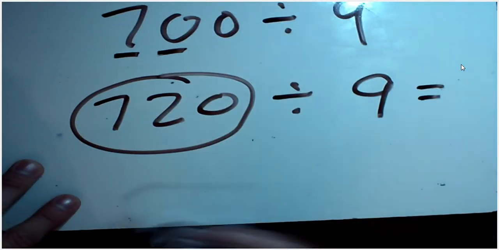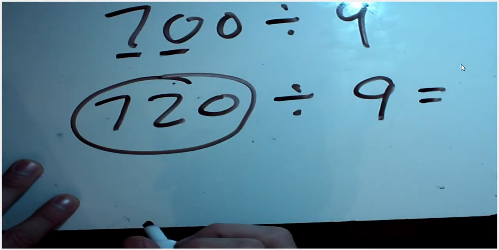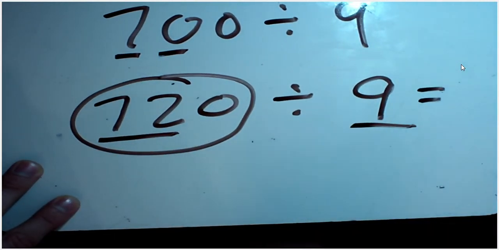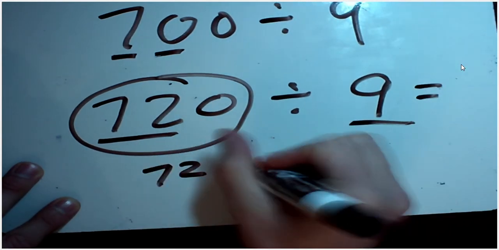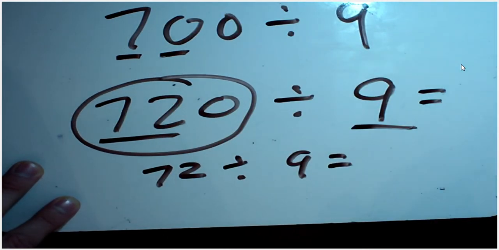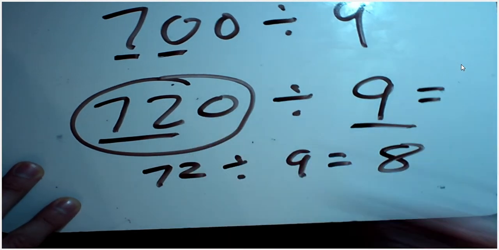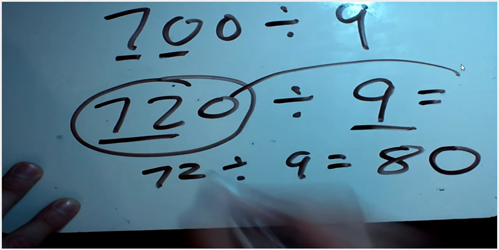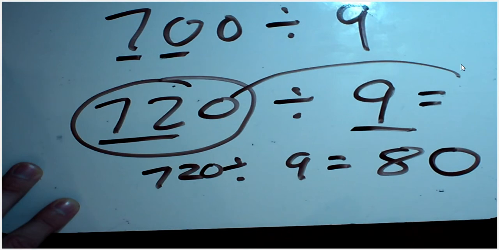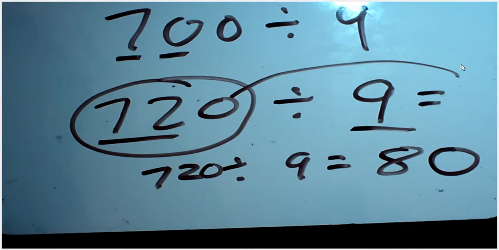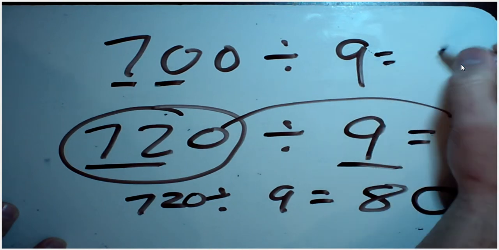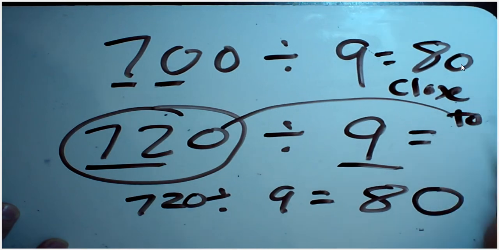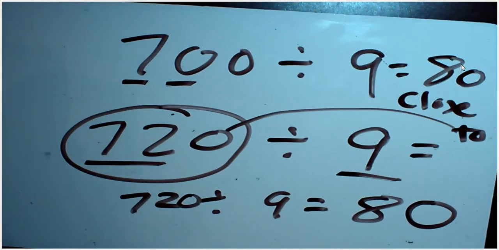So let's look at 720 divided by 9 using the strategies that we did in the last lesson. 72 and 9 is the basic fact. So 72 divided by 9, we would know is 8. We have that 0 there, so add my 0 on, would be 80. So 720 divided by 9 is 80. 700 divided by 9 should be close to 80. And that is how we use compatible numbers.